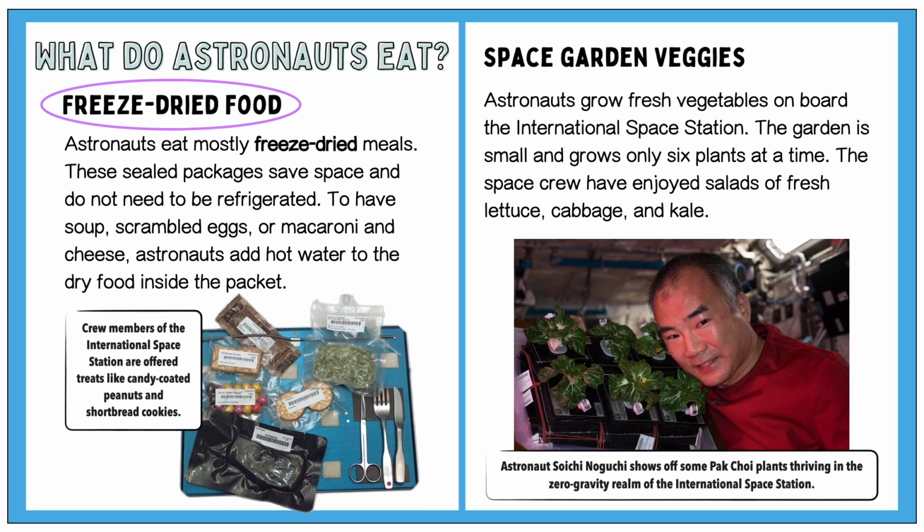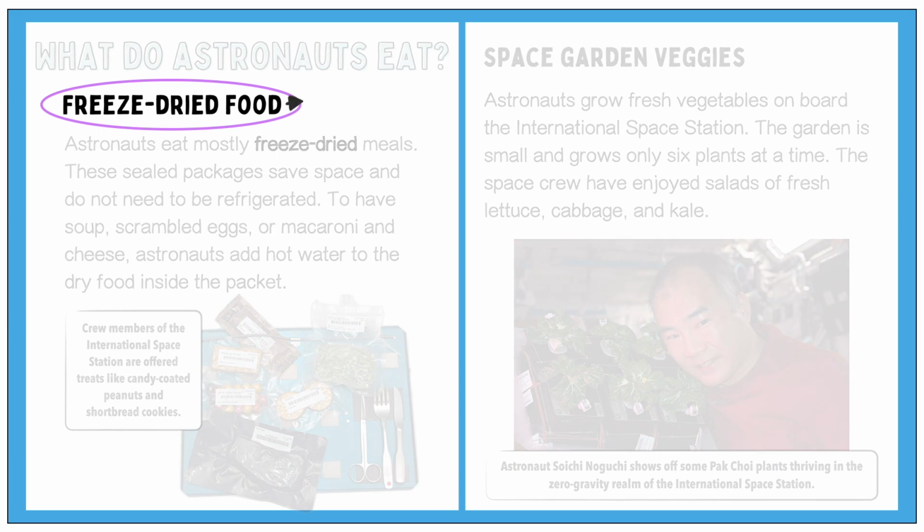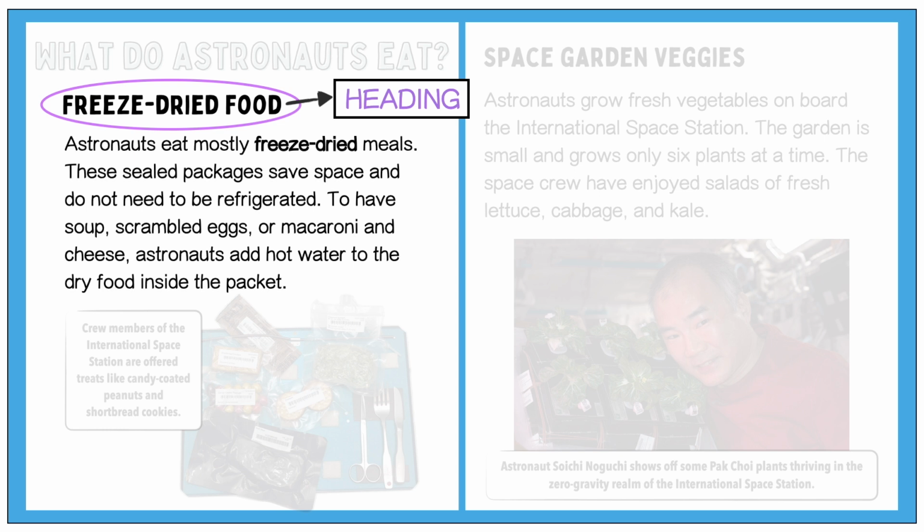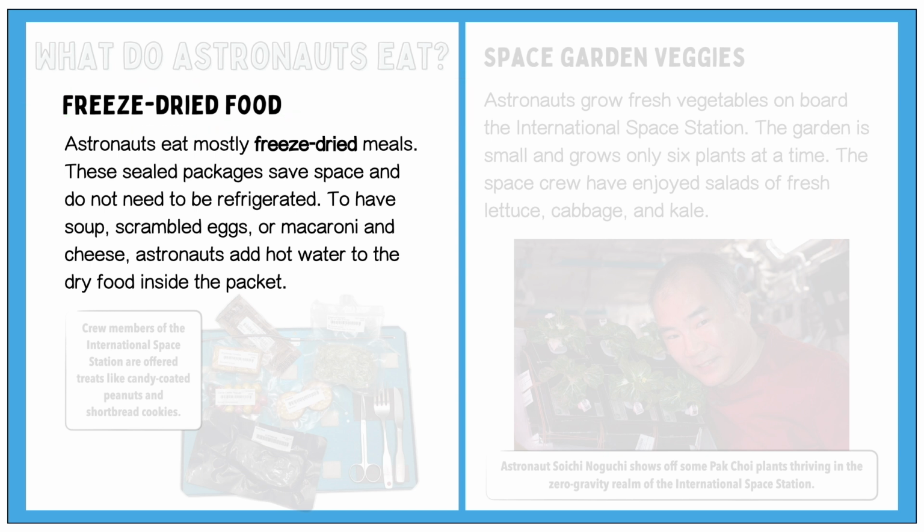Look at these words here. Do you notice that they stand out from the words in the paragraph? This is called a heading. Headings are sort of like mini titles for each section in a longer text. Think of headings like signposts that can help us find information quickly. So, for example, if I'm specifically searching for information about the freeze-dried foods that are eaten in space, this heading helps me know to look in this section.